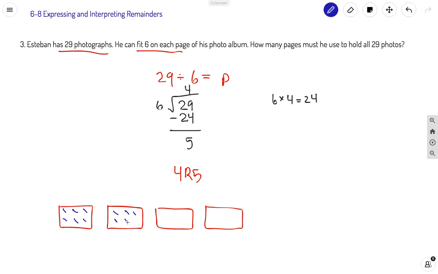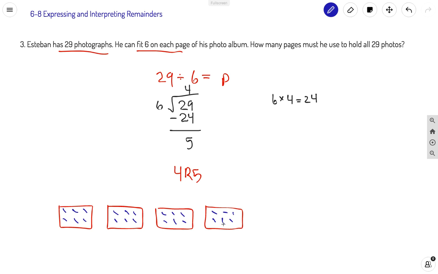1, 2, 3, 4, 5, 6. And 1, 2, 3, 4, 5, 6. So here I have 6, 12, 18, 24 pictures.